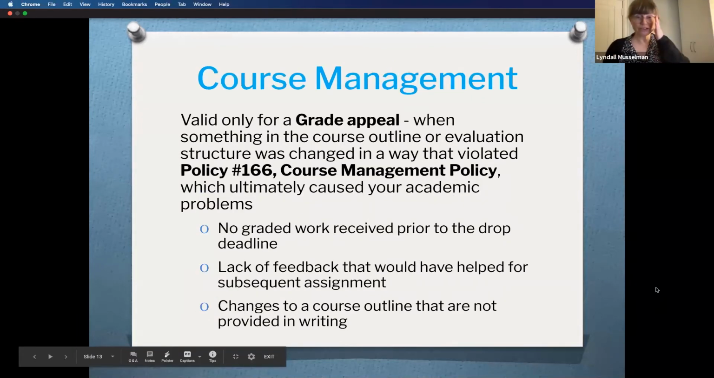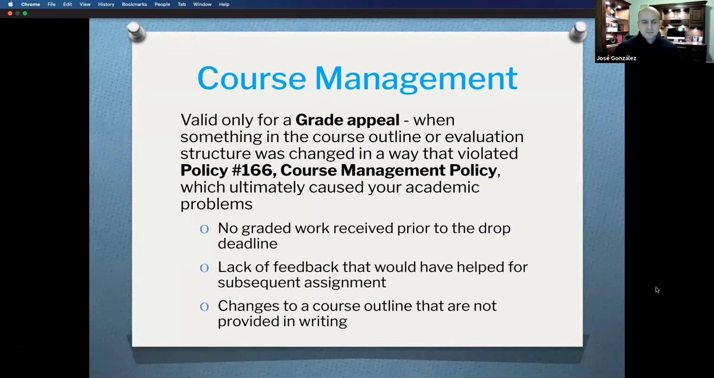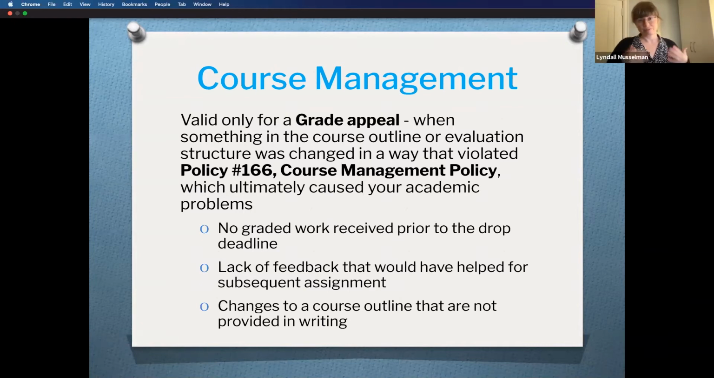Okay, on to course management. So this is, again, only valid for grade appeals. This could be your grounds of appeal if you encountered a situation where your professor for a course deviated from the course outline, or changed the evaluation structure in a way that violated policy 166, the course management policy, which ultimately caused your academic performance to not be what it normally would, like that had a negative impact on you.